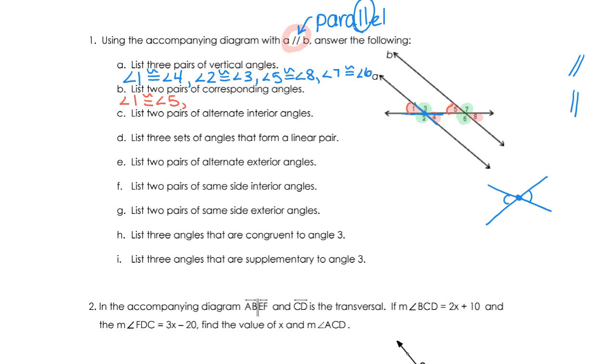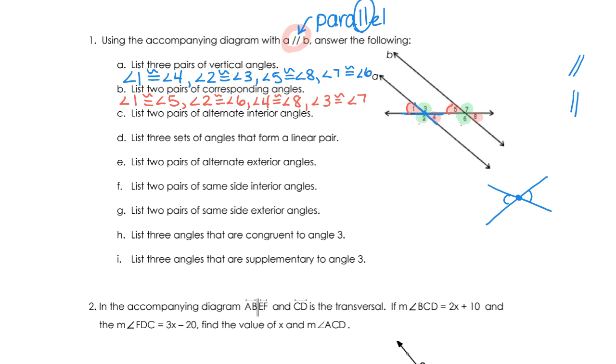So angle 1 and angle 5 would correspond and be congruent. Okay? Angle 2. Angle 2 is in the same spot as angle 6, just on a different parallel line. And so they would correspond to each other. Okay? Angle 4 and angle 8. And angle 3 and angle 7. I know they said only 2 pairs, but I might as well list them all, right?